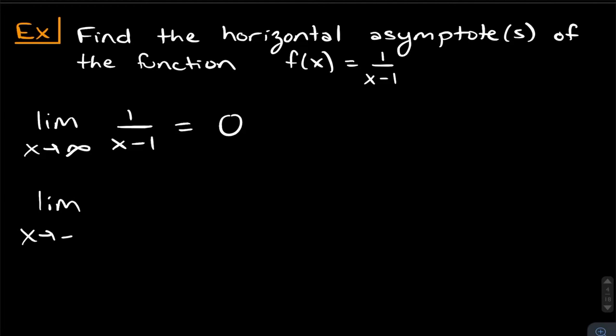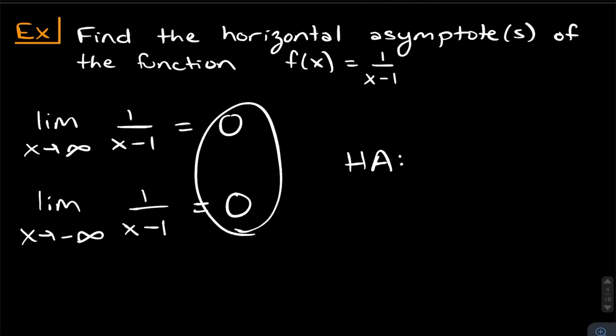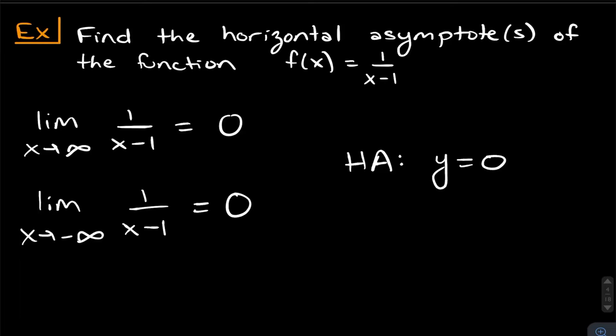Now, the limit as x approaches negative infinity is the other limit that I said we'd do. And this is going to be the same exact idea. This denominator is getting larger and larger. Yes, it's going to be negative, but that really doesn't matter. If this denominator gets larger and larger, this entire fraction will get smaller and smaller and go to zero. For a horizontal asymptote, it's going to be whatever these limits say, as long as they're not infinite. And here, they're zero. And so our horizontal asymptote for y equals 1 over x minus 1 is at y equals zero.